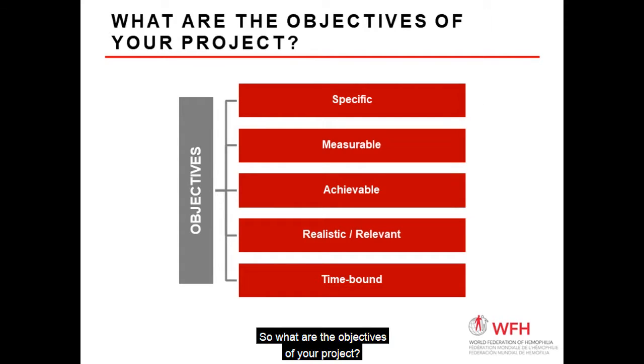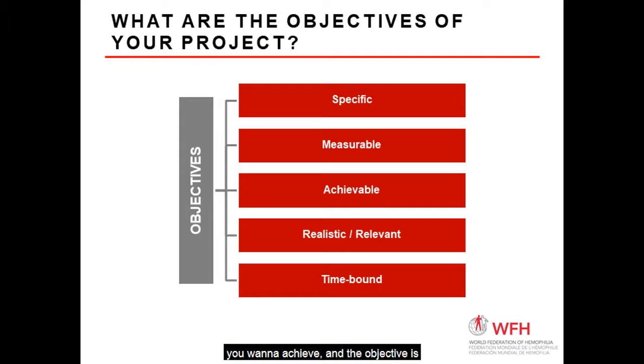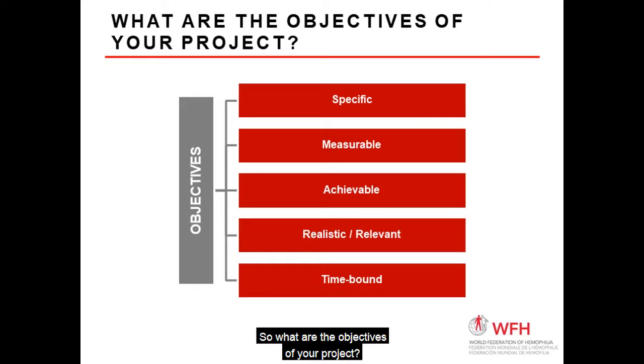So what are the objectives of your project? This is where we get into SMART goals. As you can see, we often interchange the words goal and objective, but remember, your goal is the broader overarching thing you want to achieve, and the objective is the path to achieve it. So what are the objectives of your project? Your objectives should be specific, measurable, achievable, realistic or relevant, and time-bound. As you see, the initials spell SMART. That is what SMART goals are. This is how we use that term.